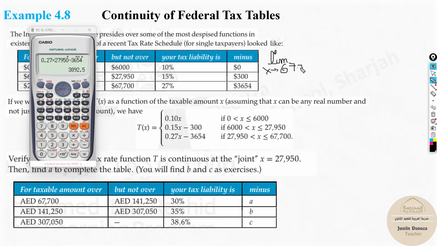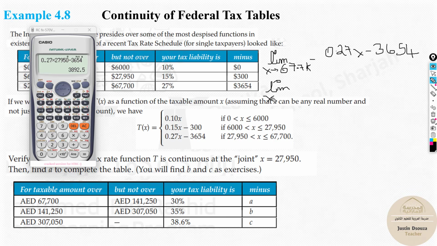67,700. I'll write 67.7k, okay, it's 1000. I hope you understand, okay, this much. The function over here, the one-sided limit from the left side, would be 0.27x minus 3654.